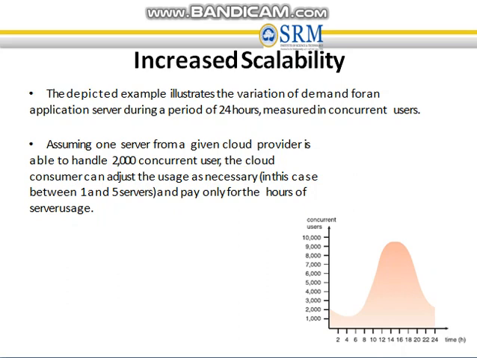So when you just look at this particular diagram, for around a 24-hour period in a day, the number of concurrent users varies. They are maximum at around the 18th hour, that is, 9,000 concurrent users can access at a particular time at the 16th or 18th hour in a particular day. So there is an increased scalability of concurrent users using the cloud services.